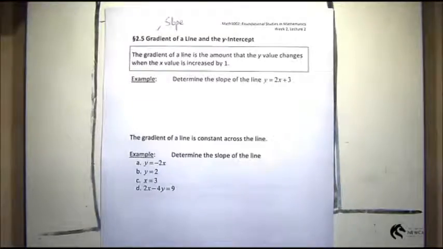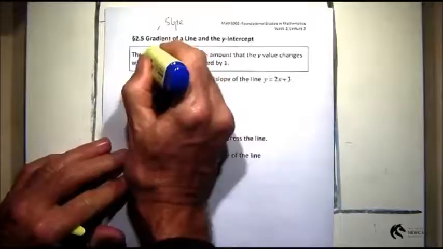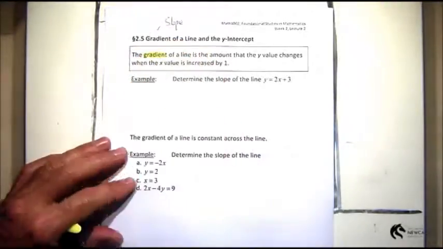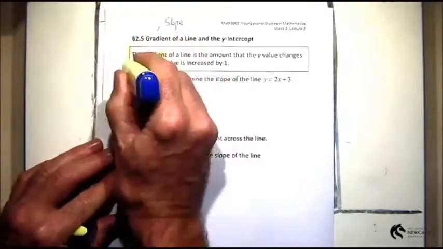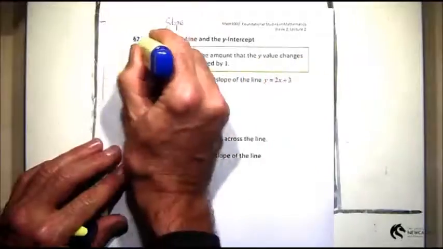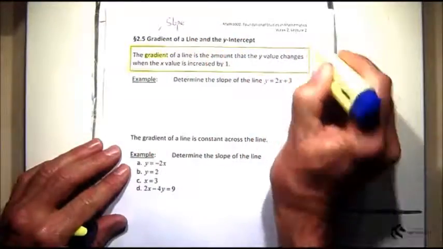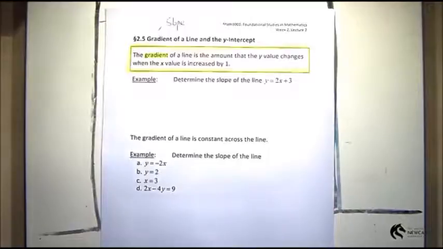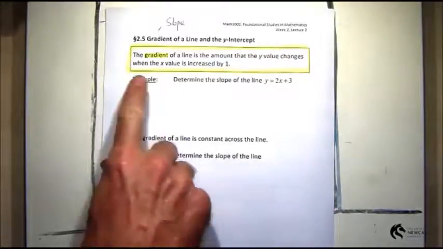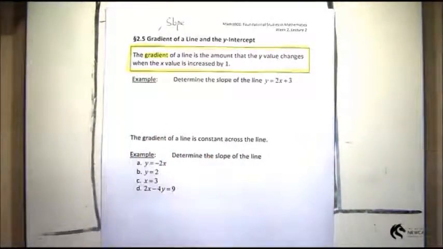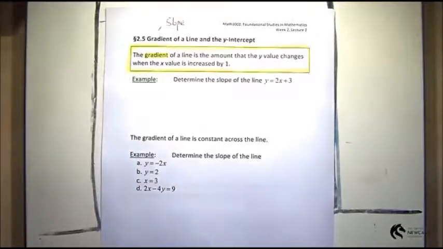So the gradient of a line, this whole thing's important. Let me just highlight the whole lot. Is the amount that the y value changes when the x value is increased by 1. So let's see if we can make some sense of that. That's our definition of what the slope of a line is. Slope or gradient.